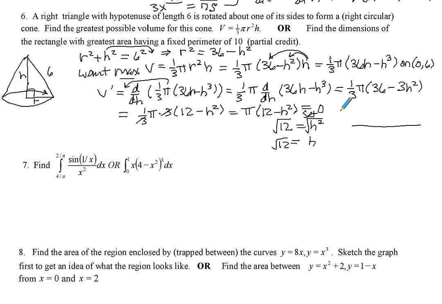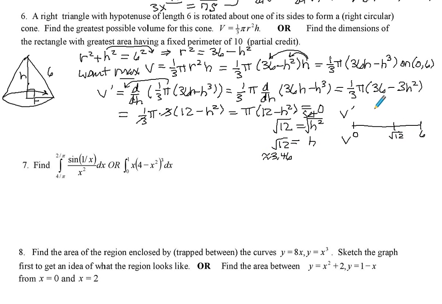So now we do our max-min test with v prime and v. We want to make sure that this is maximum volume. 0 is the smallest that the height can be, 6 is the largest, and the square root of 12 is here in the middle. If you figure square root of 12 out on your calculator, this is approximately 3.46.